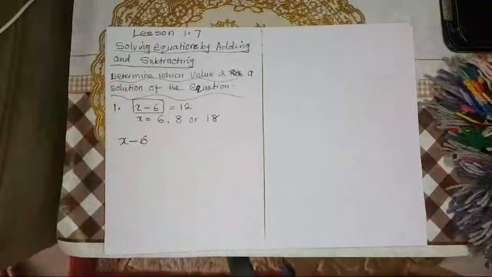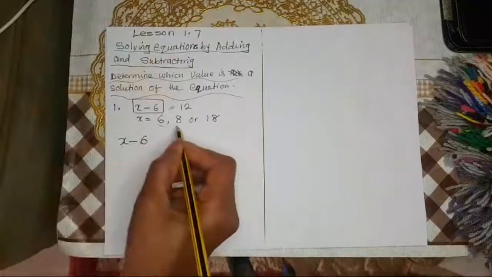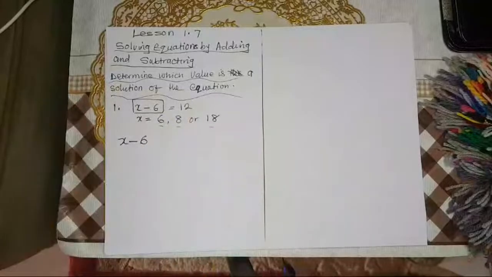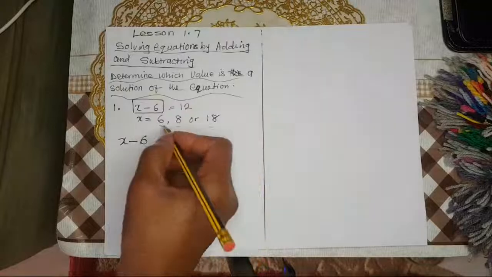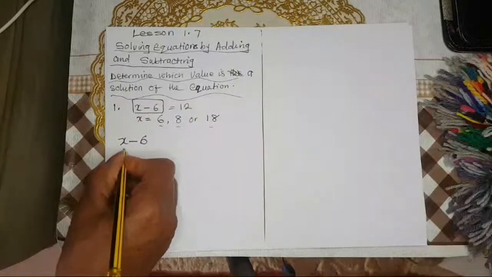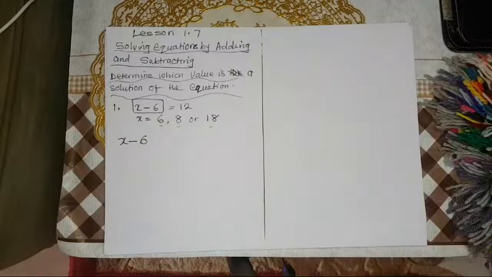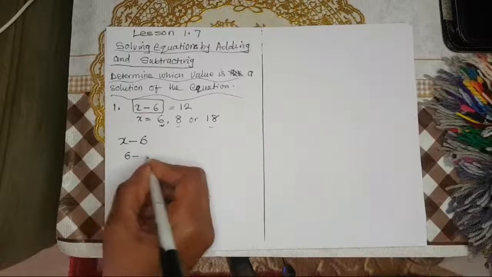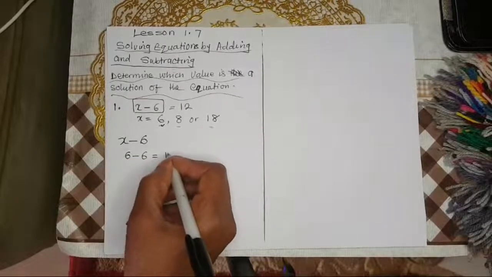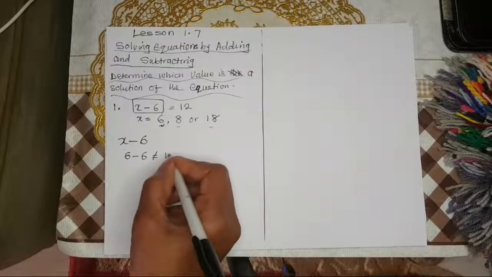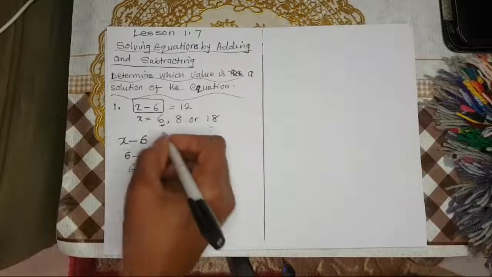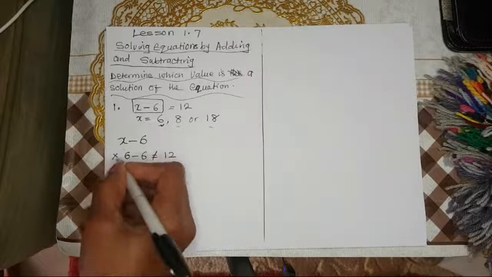We want to see which one of these numbers, 6, 8 or 18, when you subtract 6 from it, will give us 12. That is all we are looking for. So let's see. We're going to replace x using the first one, which is 6. So it will be 6 minus 6. 6 minus 6 is not 12. 6 minus 6 is equal to 0. So this one is a no.